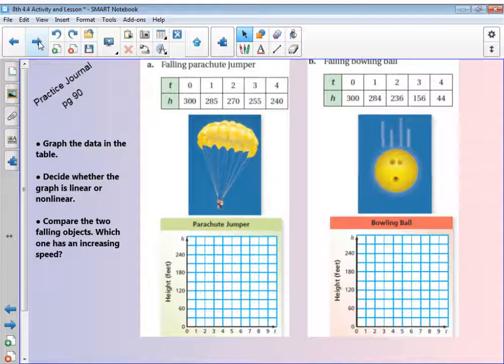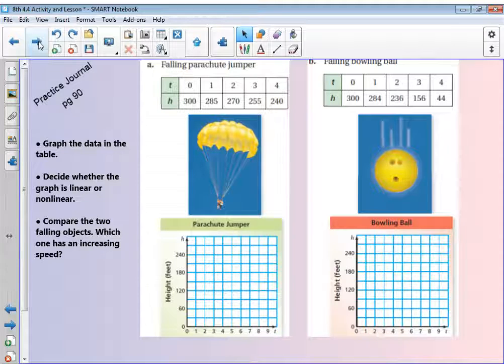Okay, so here it says, graph the data in the table. The nice thing is that the graph's already set up for us. Decide whether the graph is linear or nonlinear, and then compare the 2 falling objects. Which one has an increasing speed? So the first one, we have a falling parachute jumper. So T on this is representing our time. I know I have that kind of cut off on the bottom, and I'm not sure if it tells you that in your book or not. It does.